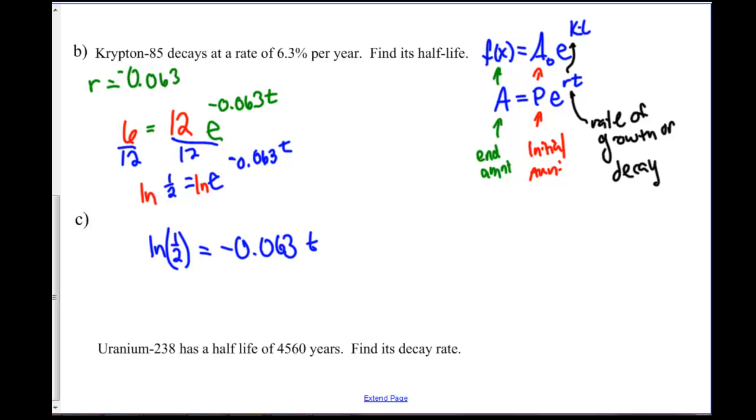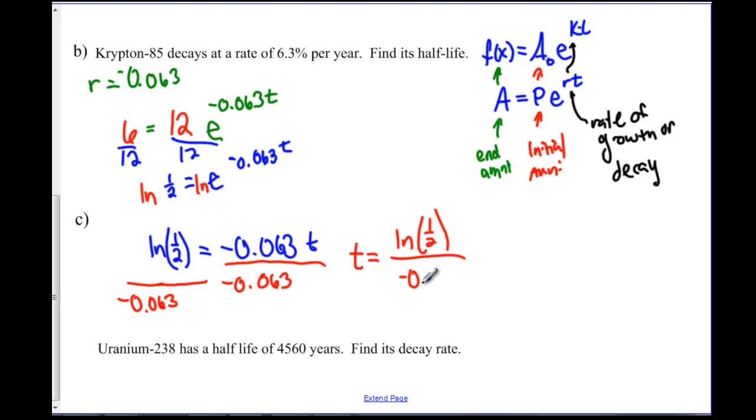Last step is just going to be to divide by that negative 0.063. And let's see. Did you guys get 11.002?